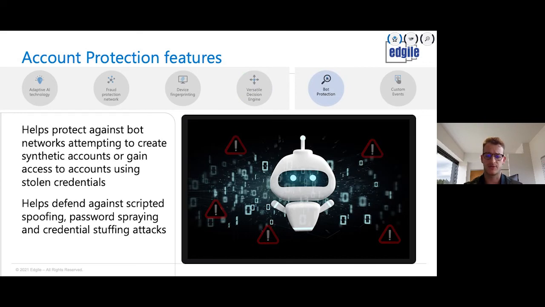Next is bot protection, which is a really interesting one to talk about. As I mentioned on the adaptive AI piece, we assign a risk score to every single transaction or piece of activity. For account protection related scenarios, we are also going to assign a bot score to every piece of activity. The bot score, thankfully, runs on the same scale as the risk score, that 0 to 999 basis. Essentially, the higher the score, the higher the probability that this activity originated from a bot.